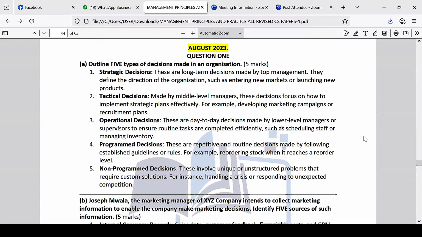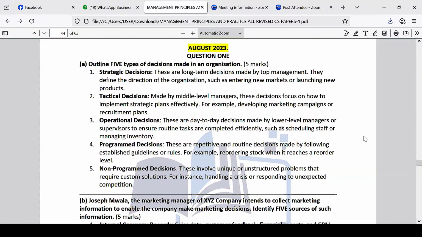These are long-term decisions made by top management. They define the direction of the organization, such as entering new markets or launching a new product. When we talk about strategic decisions, these are normally made by the strategic level management, which is basically the top level management. Entering a new market is a decision made by top management. They sit down and say that now we want to expand. We want to expand to which markets? We want to expand to the Ugandan market. So basically, that is one of the decisions.